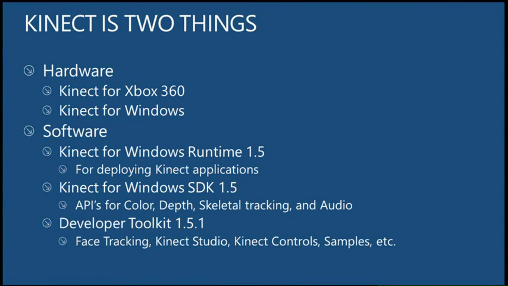So one is a runtime to run your applications. The other is the SDK, things that you would use to build an application. And on top of that is the developer toolkit, and that's actually revving a lot faster. We assume the API is stable, and now we're going to build things on top of it. So the Windows SDK gives me color, depth, and skeletal tracking. I will then add APIs that take that data and do things like face tracking, and so on.